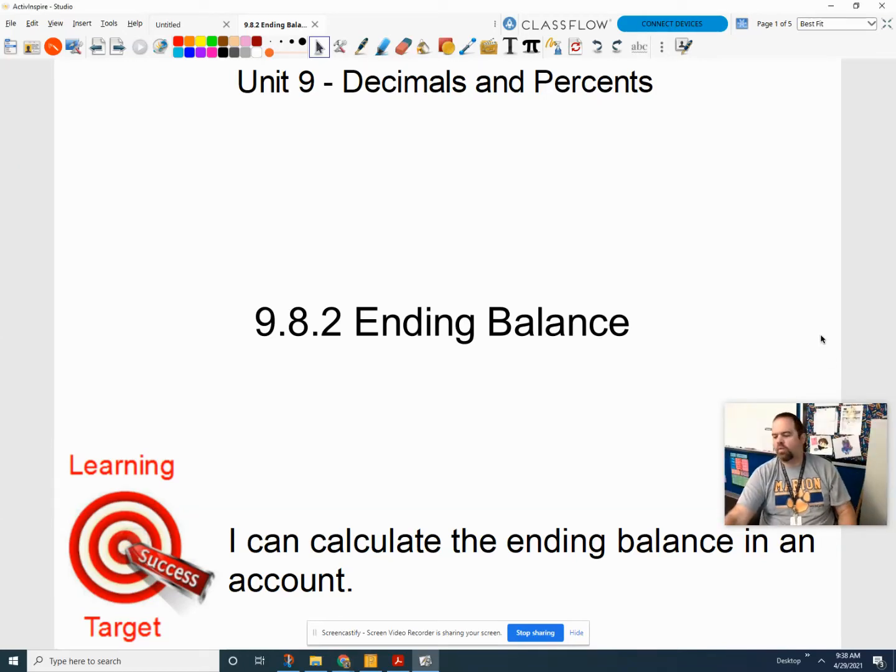All right, so I want to show you guys how to find what's called the ending balance of an account. Basically, what we're going to do is calculate the interest that the bank owes us, and then it gets added back into the money that you invested.